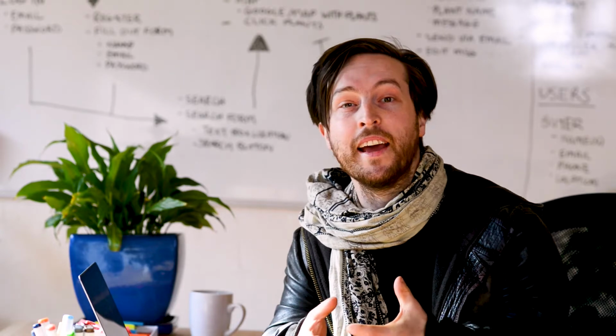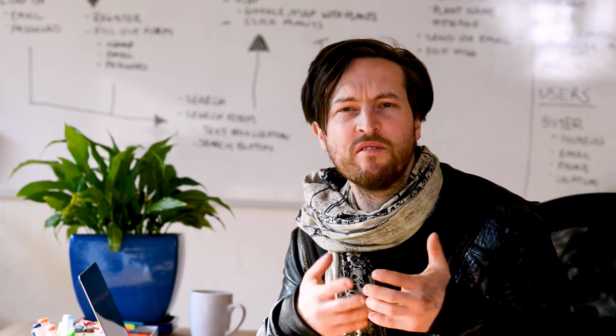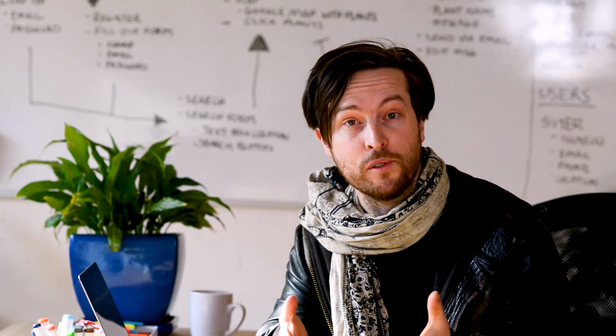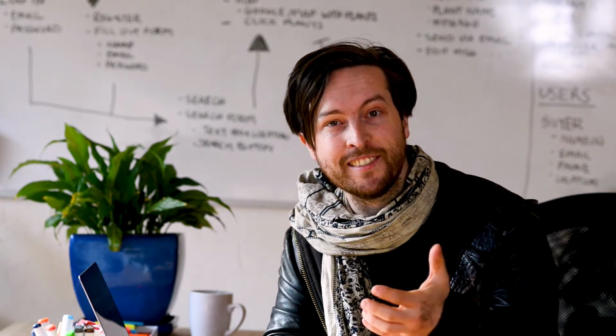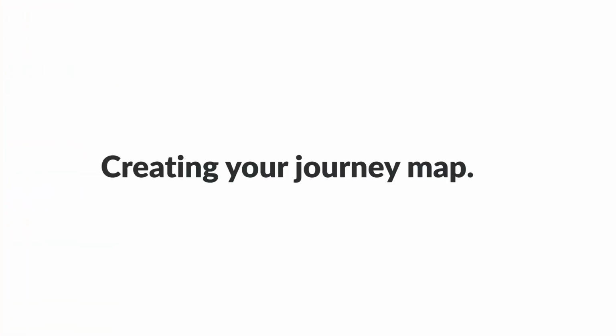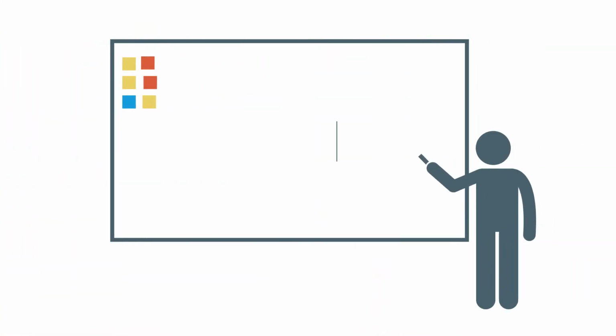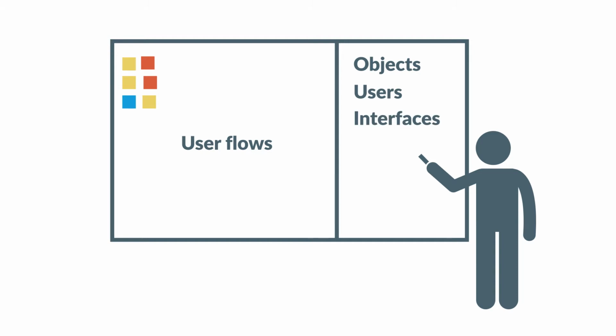We're going to create a journey map for this first-time plant buyer user. For each step, we're going to show what the user sees and what the user does. Split the board into two parts. One's for our user flows, and the other is going to be for documenting objects, users, and interfaces.